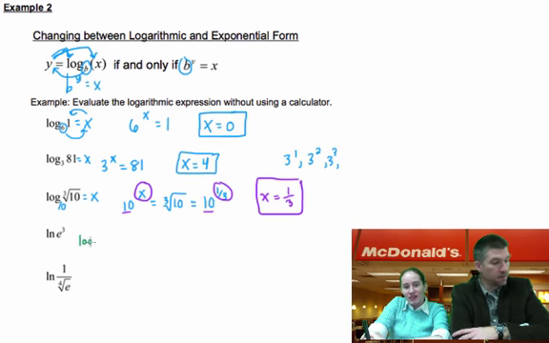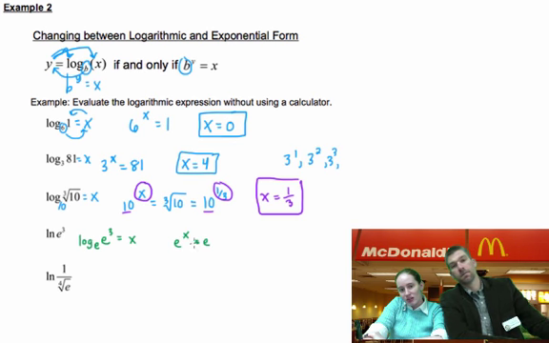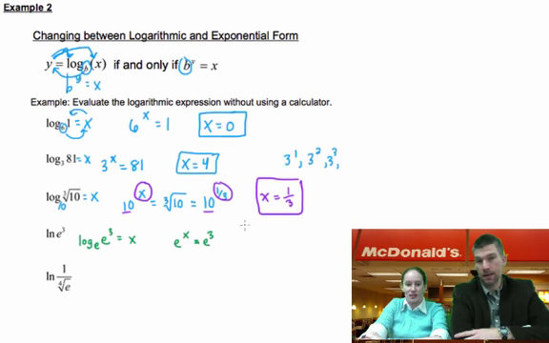So remember, this is like log with a base of e to the third. If we rewrite this, this is e to the x equals e to the third. So again, the bases are equal.